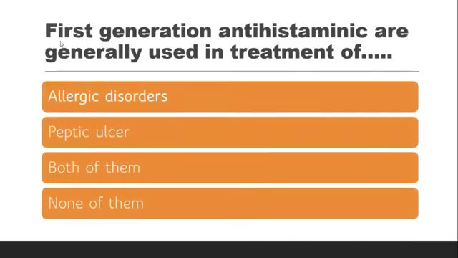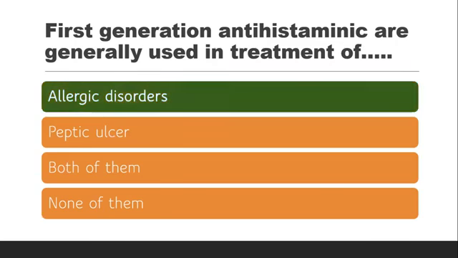Next question is, first generation antihistaminics are generally used in treatment of whether allergic disorder, whether peptic ulcer, whether in case of both, or whether none of them. The correct answer is first generation antihistamines are generally used in case of allergic disorders.